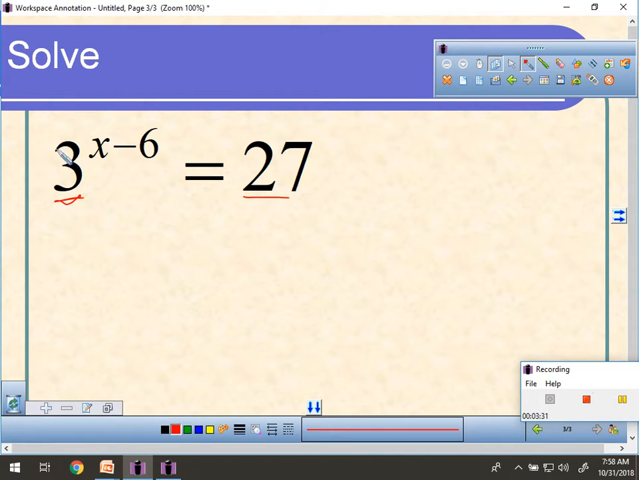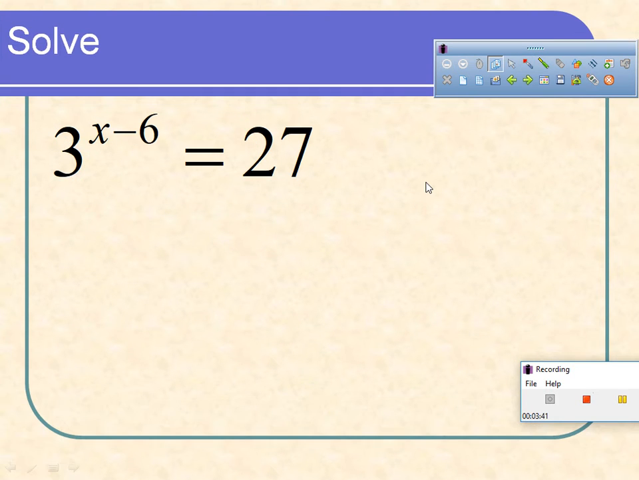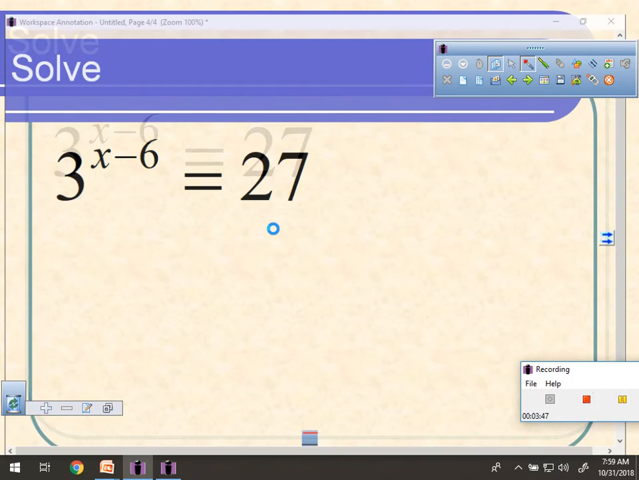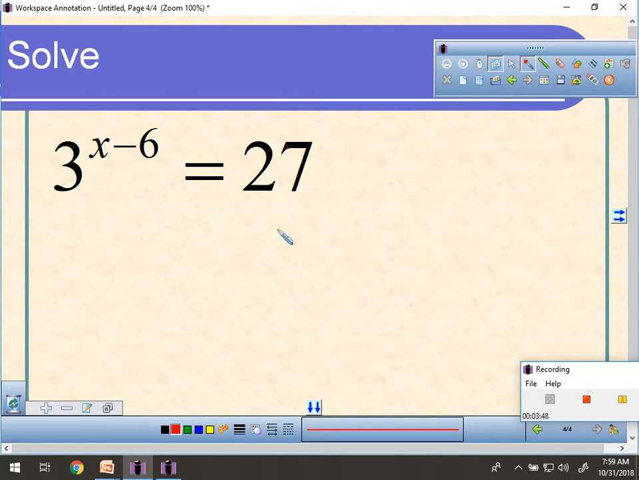So unfortunately, I can't just cross these out because I want to. That's not what I can do. Instead, what I have to do is rewrite this so that they have the same base. And so what I'm going to do is use my chart that I wrote up at the board. I'm going to look at my chart, and I want to see where the numbers 3 and 27 are in the same row.